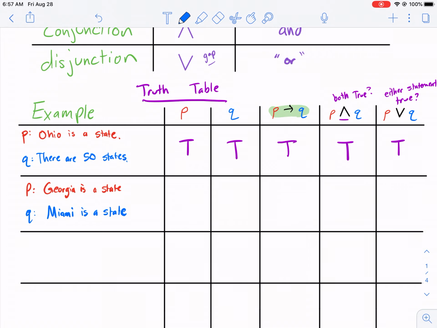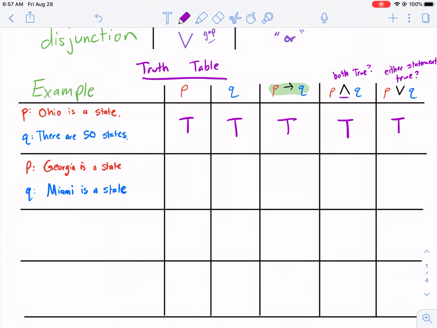Okay, that's where I'm living, so I kind of know the answer to that one. Hopefully you guys do as well. Georgia is a state. That is true, of course. Georgia is, in fact, a state. Miami is a state. That is not true. Miami is a city, so we are going to put false for that statement. That is not true.